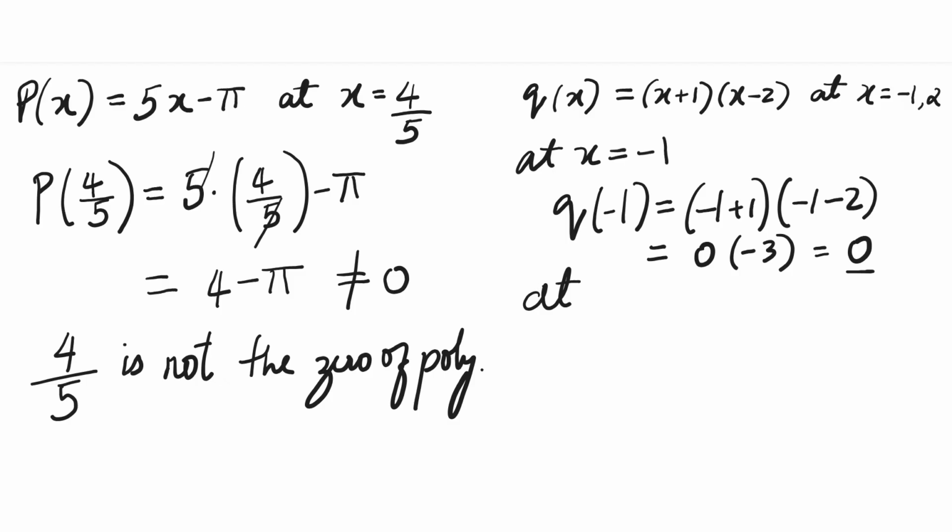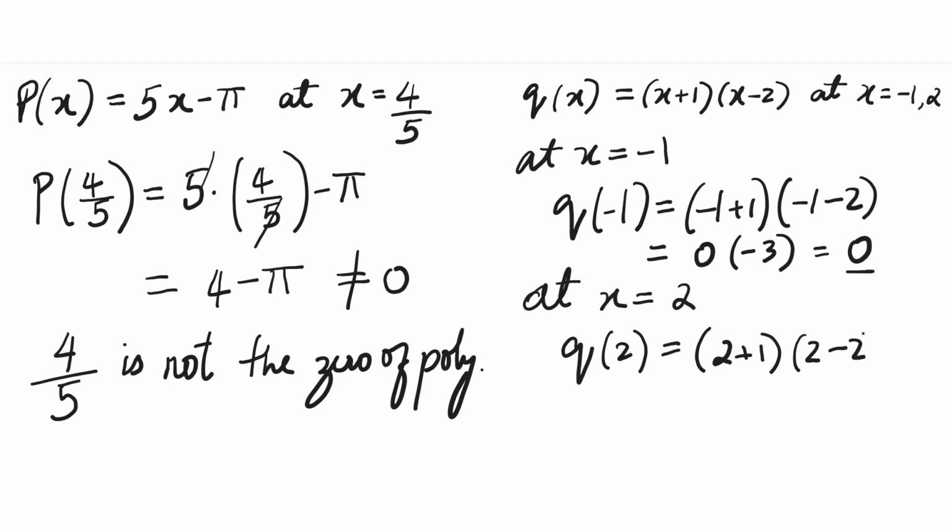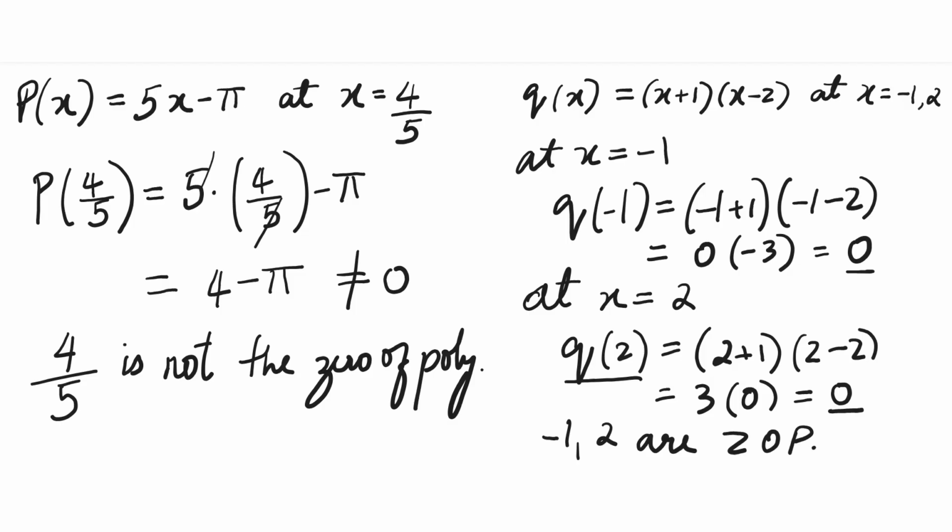Let's check for the next one, at x is equal to 2. Q of 2 will be equal to 2 plus 1 times 2 minus 2, which is 3 times 0, which is equal to 0. So again, I am getting 0 as the value for my polynomial. Hence, I can conclude minus 1 and 2 are the zeros of the polynomial. So that's how we see if a particular number given is a zero of that particular polynomial or not.